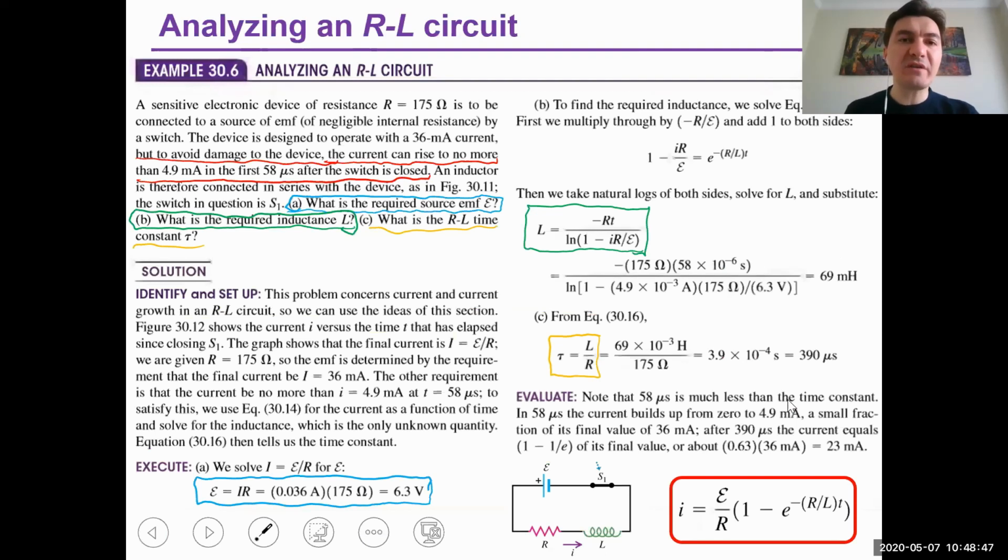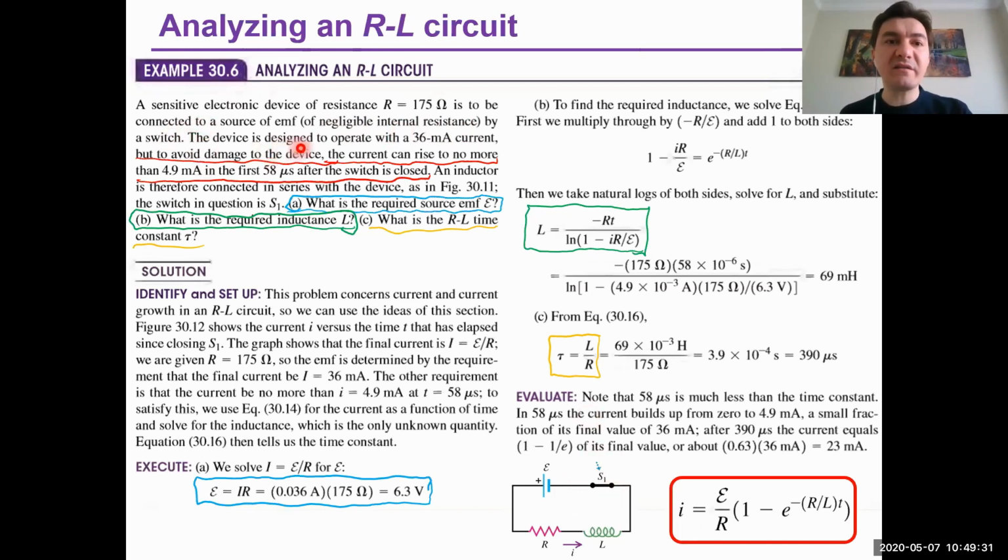Let's continue with an example. Here we have example 30.6 from the book, and we will analyze an RL circuit. Here we have an RL circuit, a sensitive electronic device of resistance equal to 175 ohm. This device is to be connected to a source of EMF, and we consider that this EMF has negligible internal resistance, and we have a switch here.